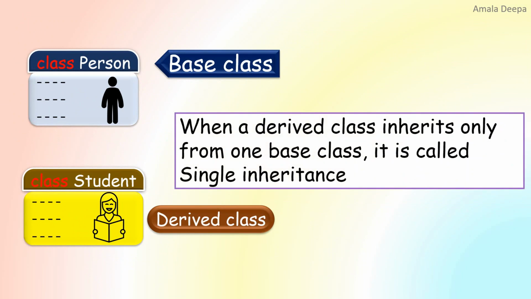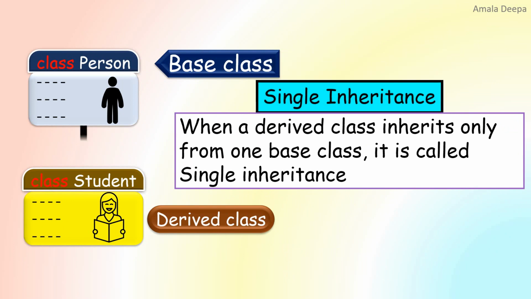When a derived class inherits only from one base class, it is called single inheritance. Here, class student is derived from only one base class, class person. This type of inheritance is called single inheritance.